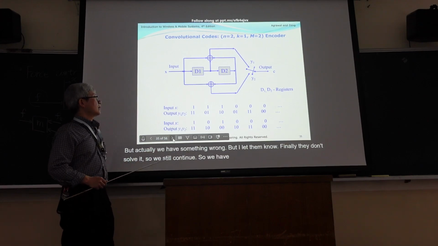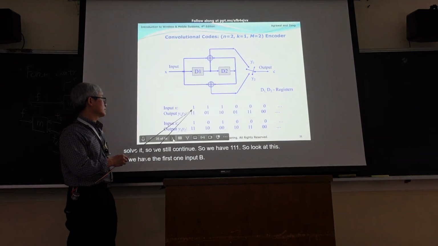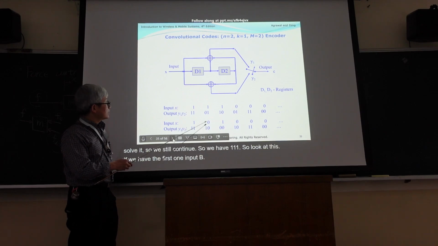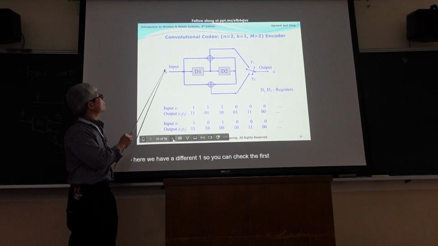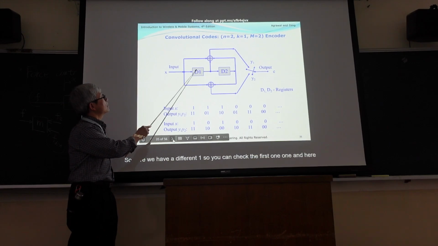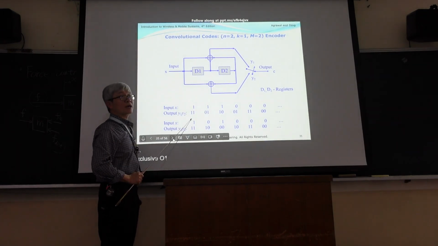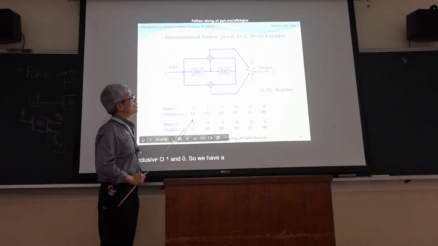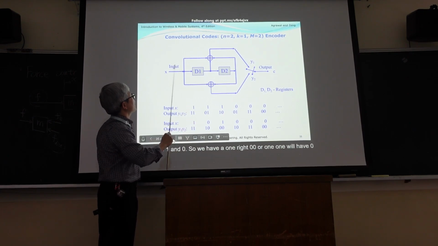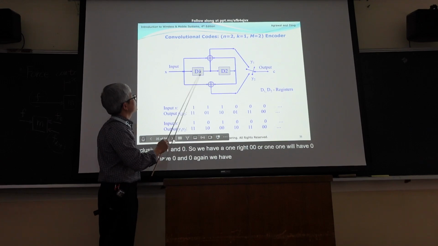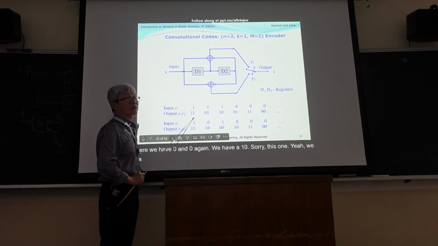Look at this. If we have the first input bit, here we have a different one. You can check the first one: 1, and here is 1, so 0. So it's 0, 1, and 0, so we have a 1, right? For 0, 0, or 1, 1, we will have 0. And here we have 0, and 0 again we have a 1. Oh, sorry, this one. Here we have a 1 and 0, so it's 1 again, right?